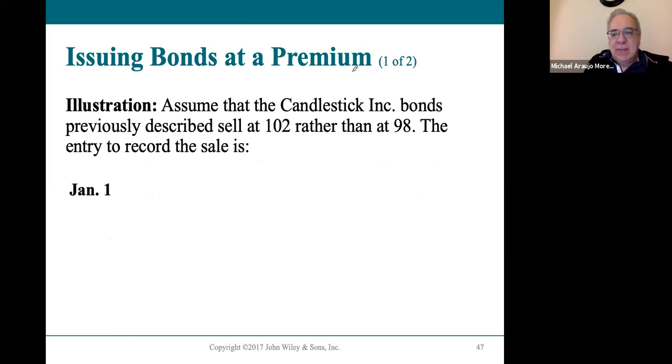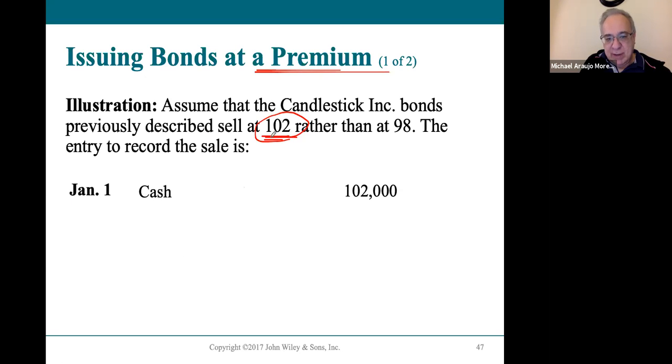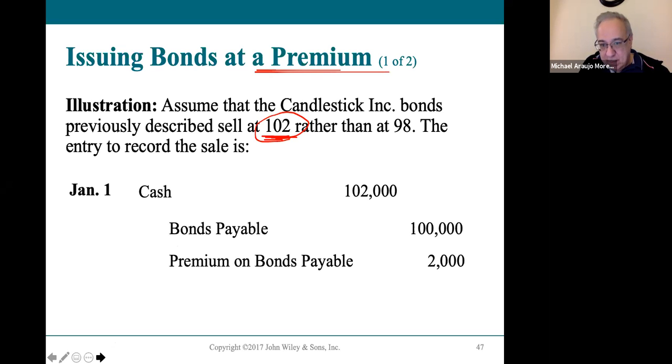What happens if they go out and they're able to sell their bonds at a premium? A premium meant that they're able to sell their bonds at a higher percentage than 100%. So every $1,000 bond at 100% is face value. At 98 is at a discount, but 102% is a premium. Well, again, they were able to sell $100,000 worth of bonds, but now they sold it at 102% of their face value, which meant they got $102,000 in cash. They only owe $100,000 of bonds back. The other $2,000 is the premium on the bond.